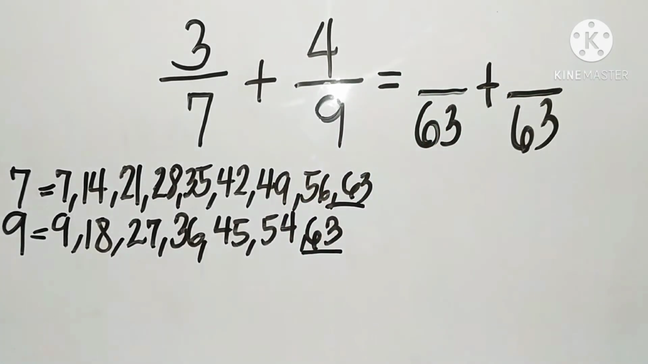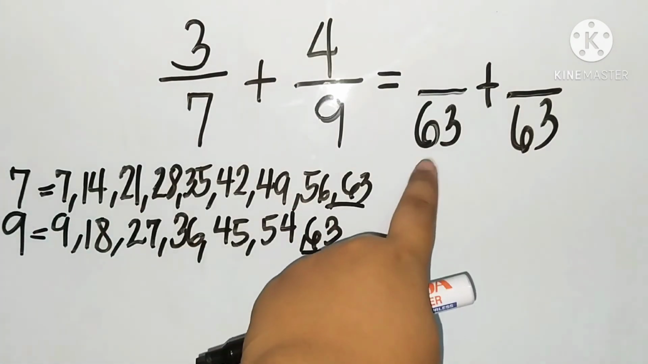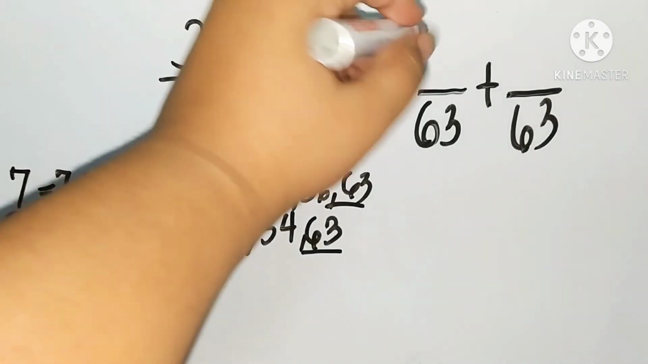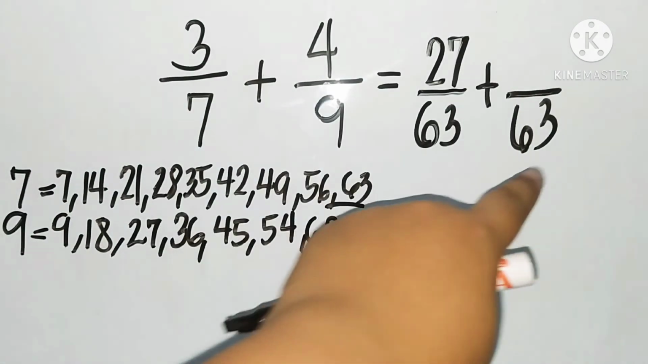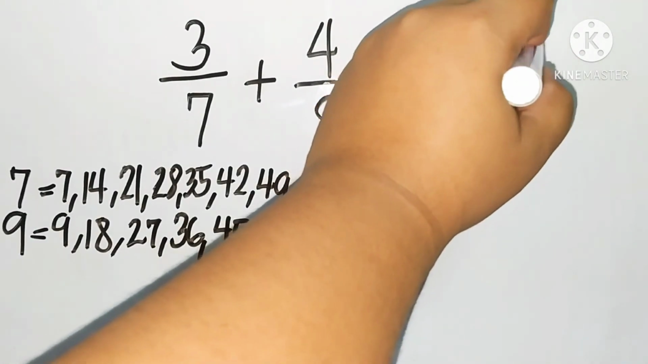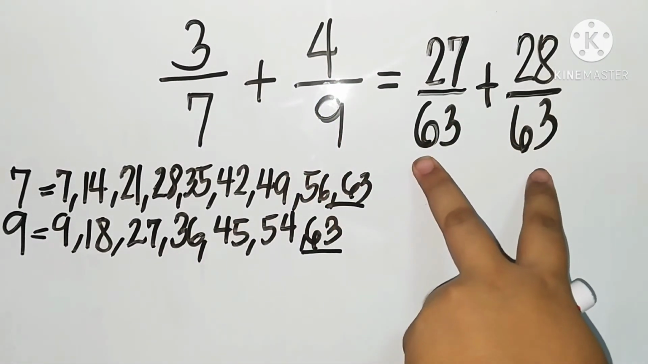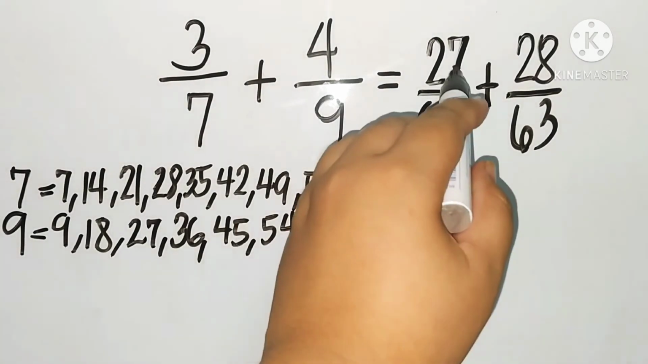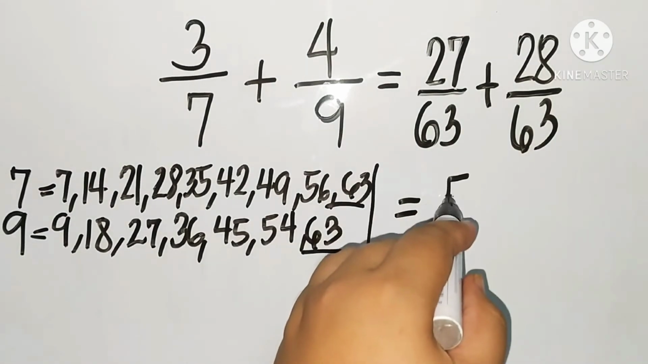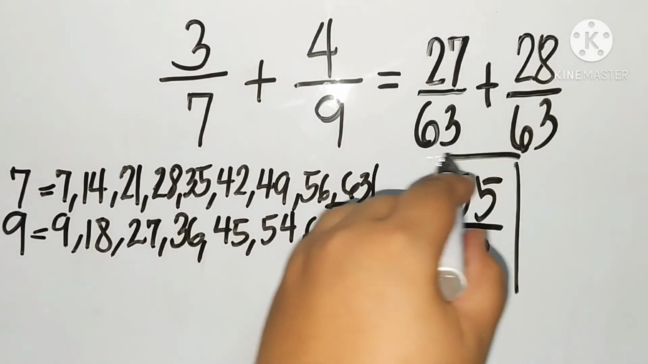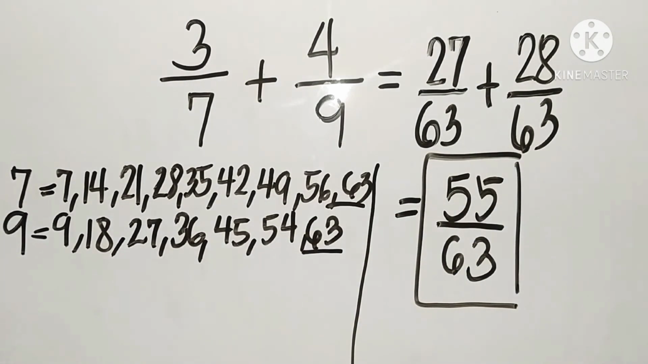So, unahin muna natin yung 3 over 7. 63 divided by 7 is 9. 9 times 3, 27. 63 divided by 9 is 7. 7 times 4 is 28. So, since similar fractions na sila, pwede natin silang i-add. So, magiging 27 plus 28 is 55 over 63. Ito na ngayon yung ating sagot. So, yan na yung sagot kasi wala namang common factor yung 55 and 63.